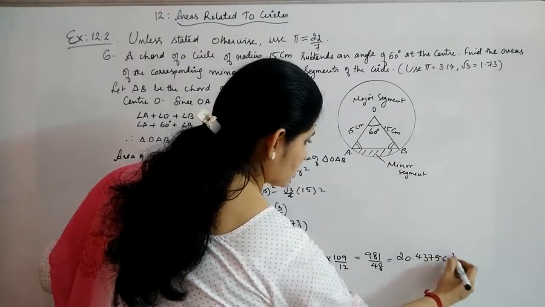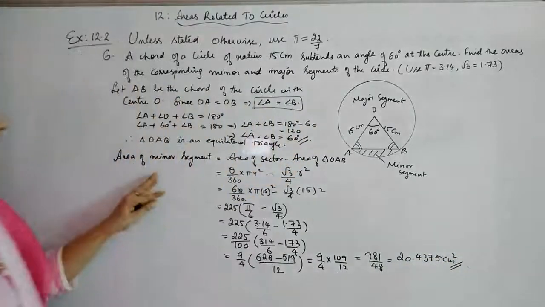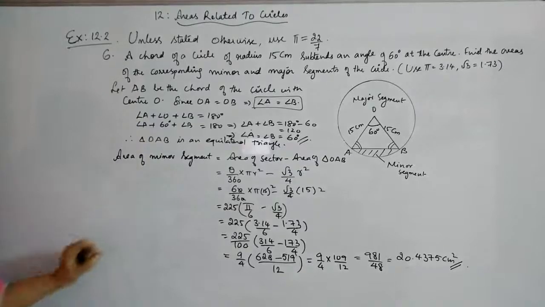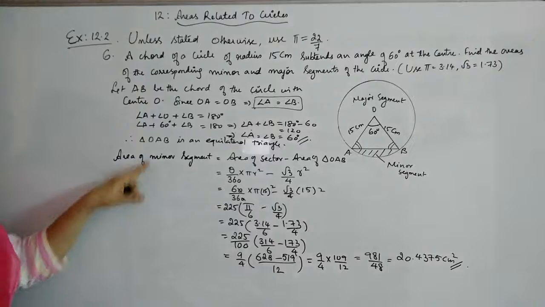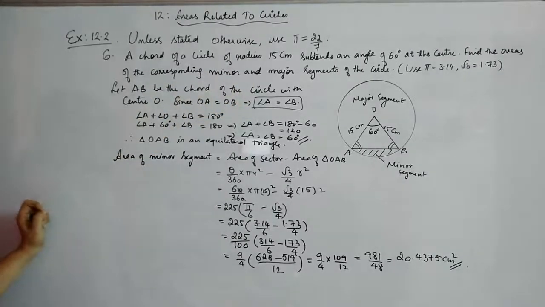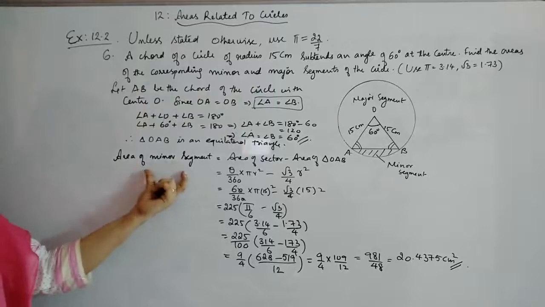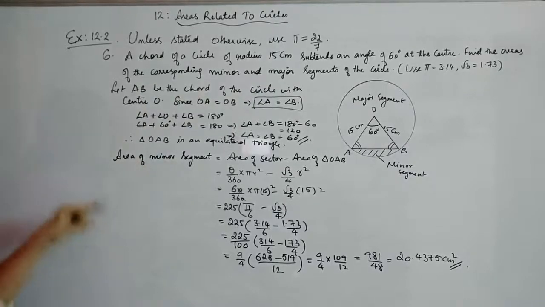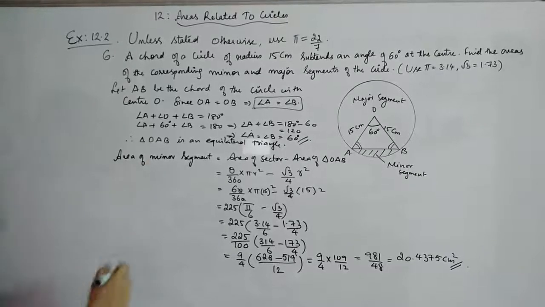20.4375 centimeter squares. This is the area of the minor segment. Now one more thing you have to find out, which is the area of the major segment, right? And how will you get the area of the major segment? You have to subtract the area of the minor segment from the whole area of the circle, that is from pi r square. Pi r square minus area of minor segment.